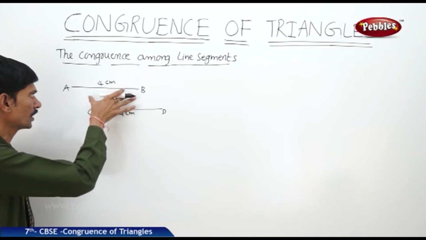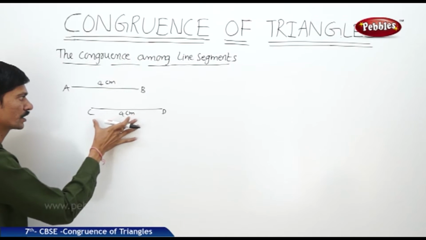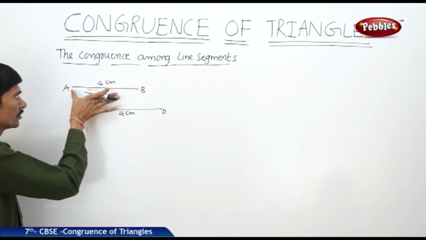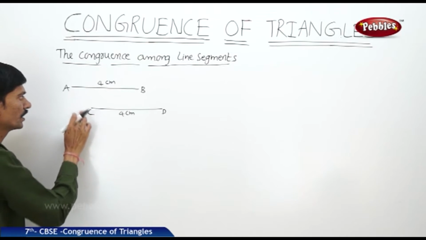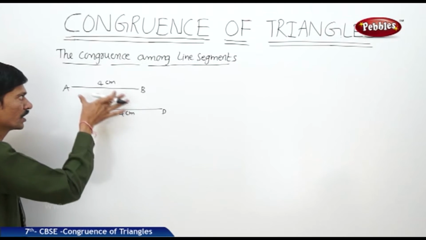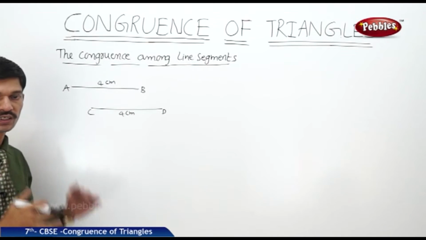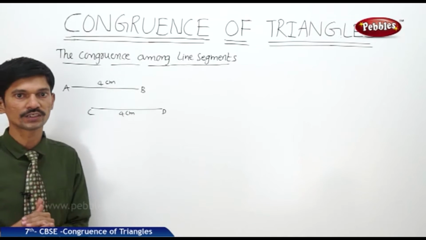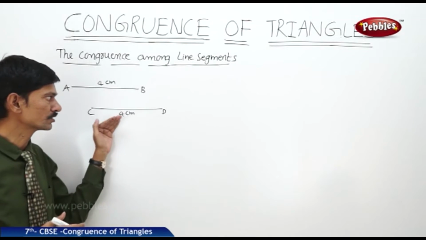Now for example, if two line segments AB and CD are there, take the trace copy of the line segment CD and place it on the line segment AB such that the two points A and C exactly coincide with each other, and if CD is along the line segment AB and the points B and D also coincide with each other, then we can say that these two line segments are congruent to each other. Means if two line segments have the same length, then they are congruent to each other.